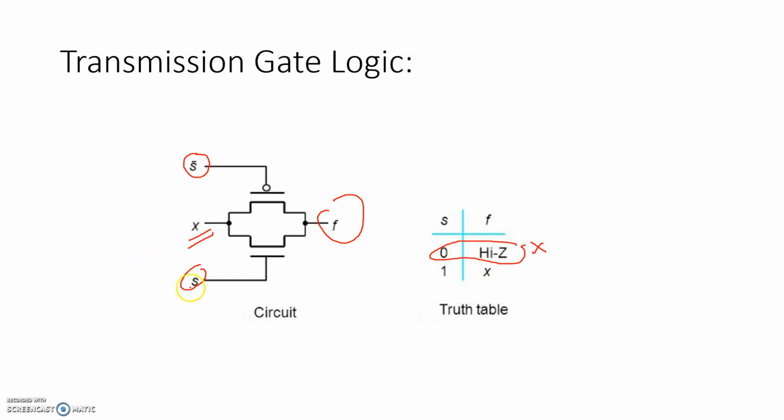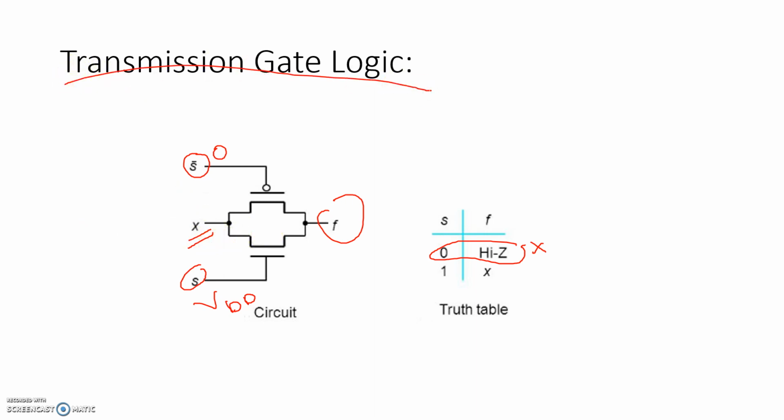But suppose in the S we are implementing VDD and in the S bar we are implementing 0 volt, then obviously all the time this particular transmission logic will be on, and whatever is on the input side will be passed to the output side as it is. If it is VDD, VDD will be passed. If it is 0 volt, 0 volt will be passed. Okay, so this is the beauty of the transmission gate.